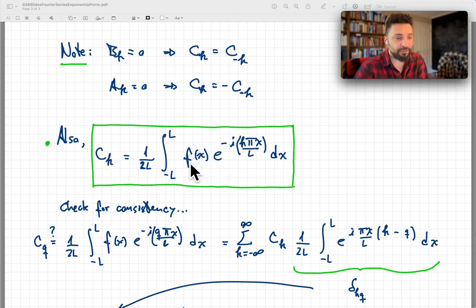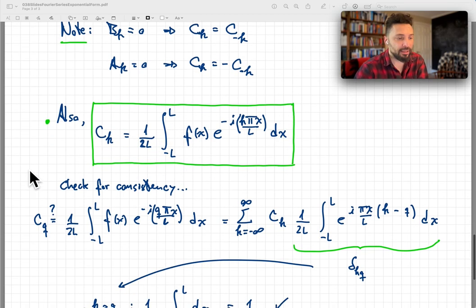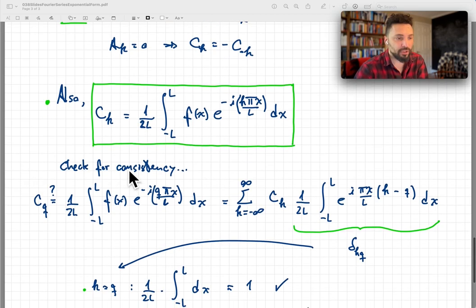Is it true that if f of x is written in our exponential Fourier series form, when I do this integral, I obtain c_k? Well, let's try. And for that, I need to change the name of the variable, so you will see why. Let's say q. Let's put a q here, and we'll calculate this, and we ask the question: is it true that doing this calculation we obtain c_q?